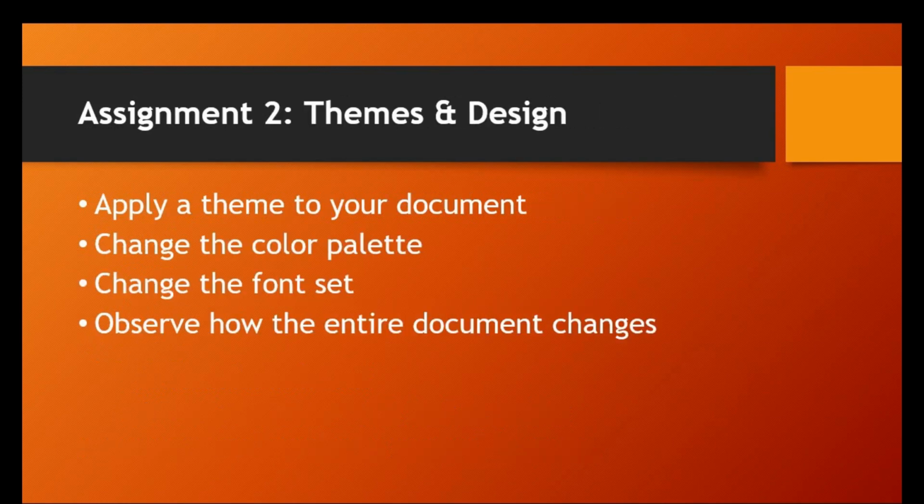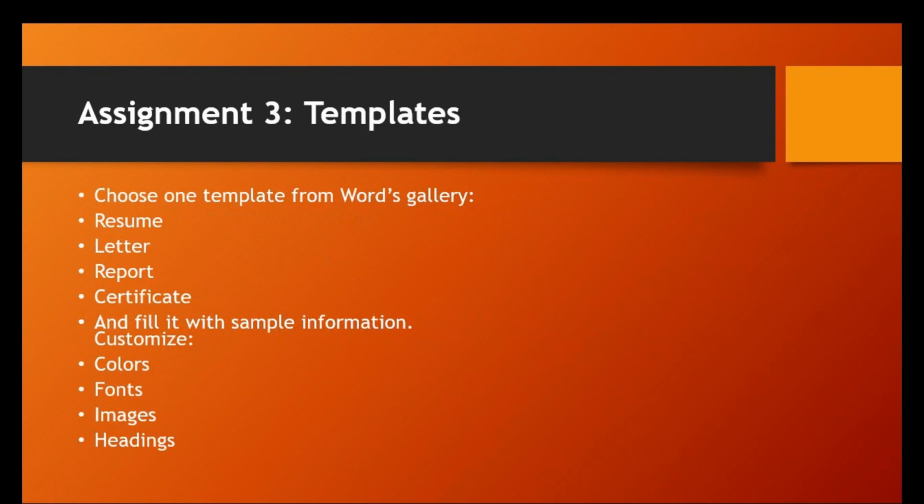Assignment 2: apply a theme to your document. Change the color palette and then also change the font set. Observe how the entire document changes. Assignment 3: choose one template from Word's gallery. You can choose resume, letter, report, or certificate and fill it with simple information. Customize the colors, fonts, images, and headings.